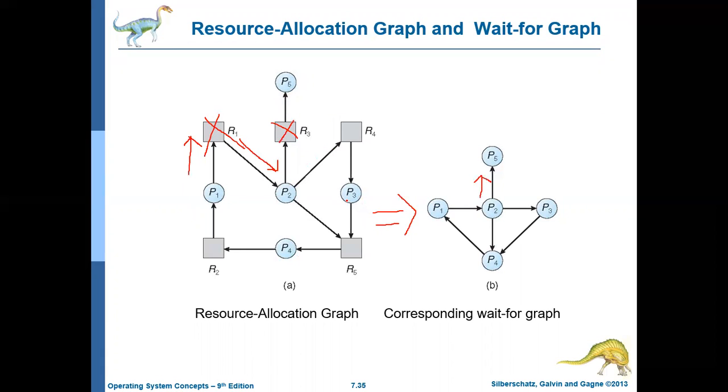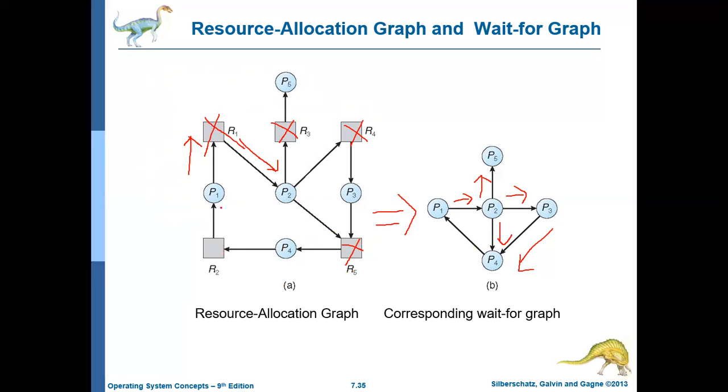Then P2 to R4 and R4 to P3. So collapse this R4, and you'll get P2 to P3. Similarly, P3 to R5 and R5 to P4. So collapse R5, and we'll get P3 to P4. Similarly, P2 to R5 and R5 to P4. So again, we'll have P2 to P4.